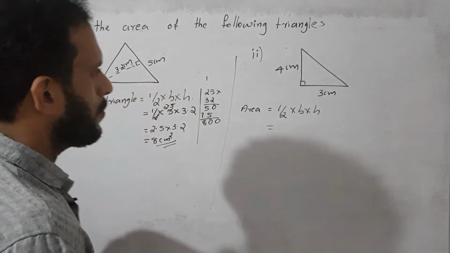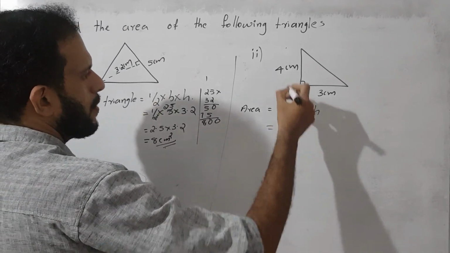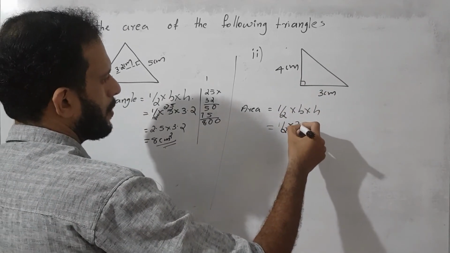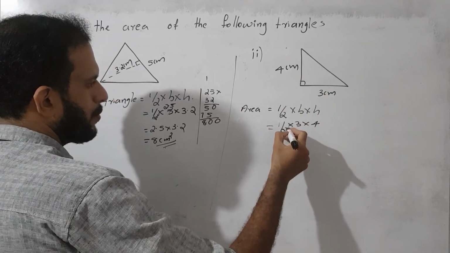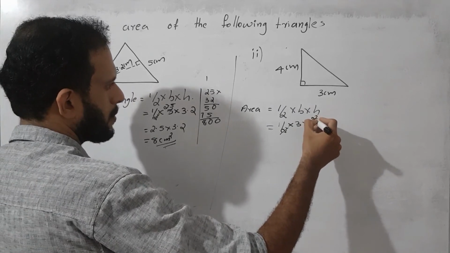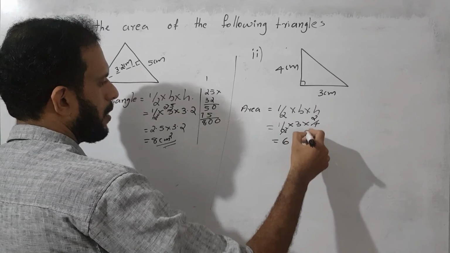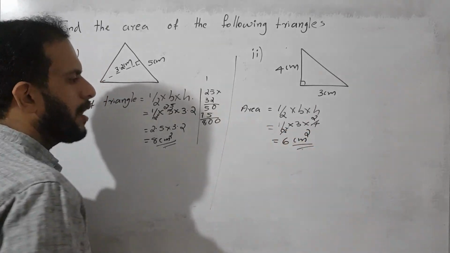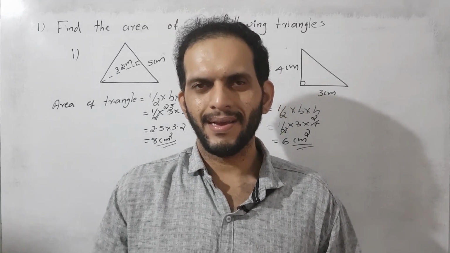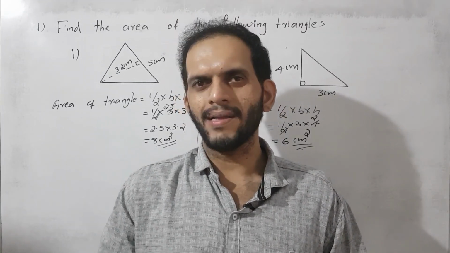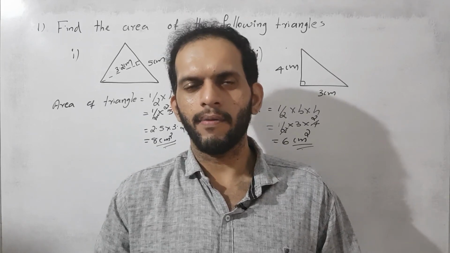So we substitute the values: half into B, which is 3, into H, which is 4. It is possible to divide 2 and 4 how many times? 2 times. Then 3 into 2 is 6. 6 square centimeter. What is the area of the triangle in the second case? The area of the triangle is 6 square centimeter. So I think you got the idea about area of parallelogram and area of triangle.